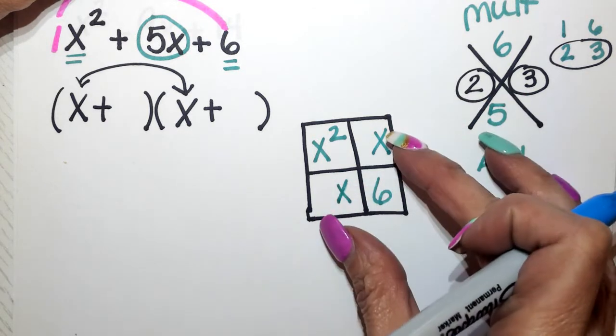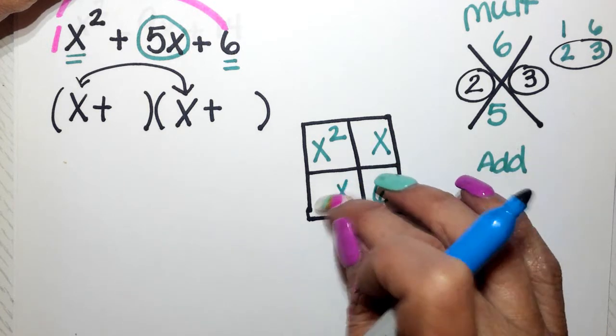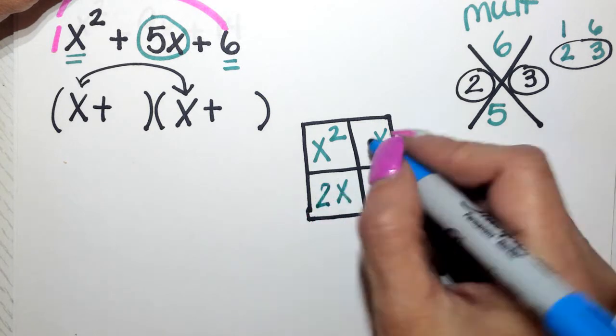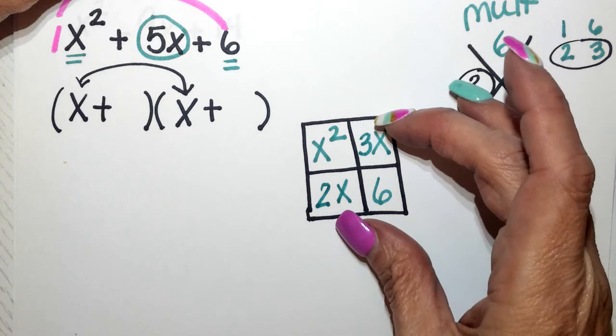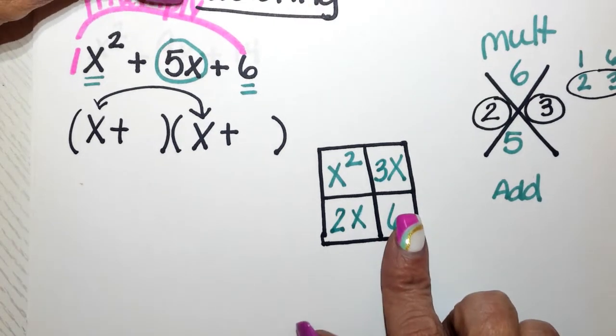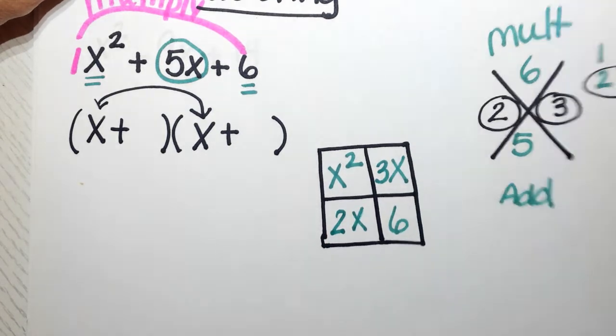It does not matter where you put the 2 and the 3. You can put 2 here, 3 here. You can put 2 here, 3 here. However you want to do it, it doesn't matter. I'm going to put 2 here and 3 here. Now my square is complete. My box has values all the way across. Now I just have to finish the box.